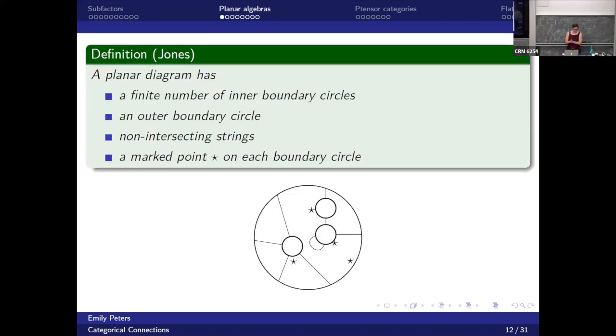So now I'm going to switch gears a little bit and tell you about planar algebras, which are going to give us a slightly more systematic way to think about connections and flatness. And so we start with pictures that look like this, where we have these inside circles that are holes. They're missing from the picture. And we have a single outside boundary. We have string that connects the boundaries of these things up without any crossings ever. And for reasons that we'll see in a minute, we also need a marked point around each of the boundaries. That's what these stars are.